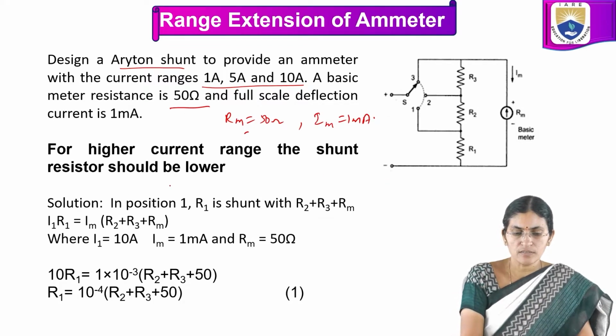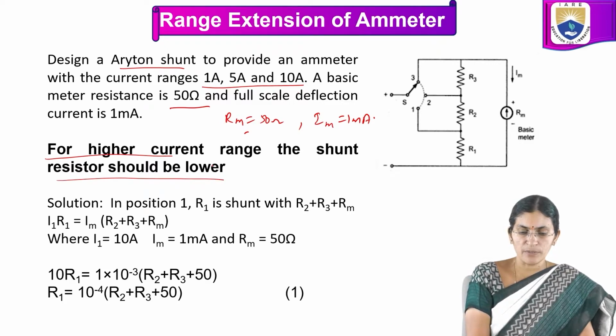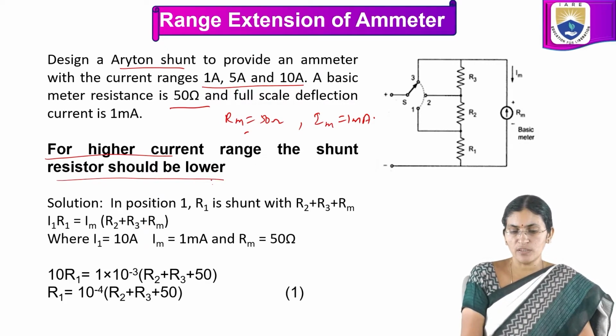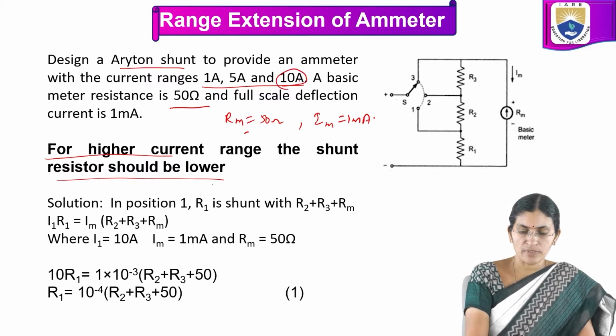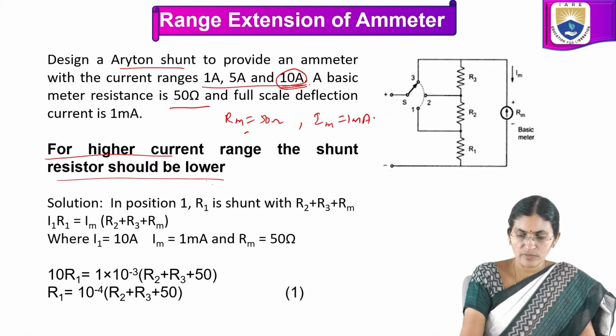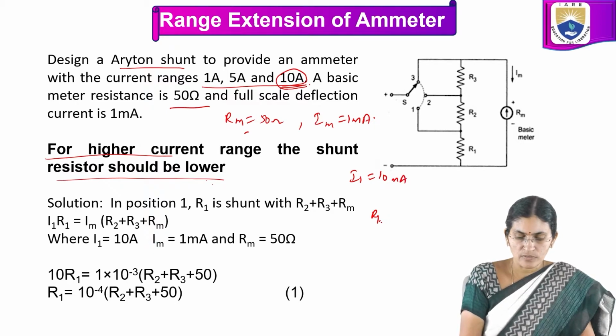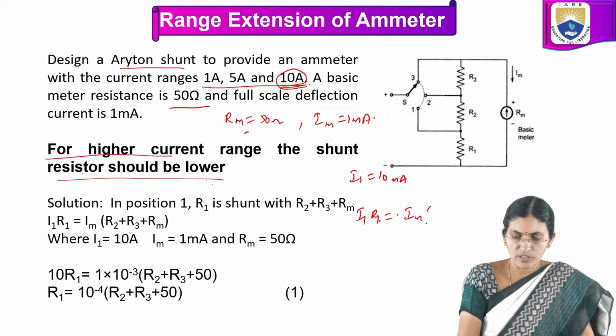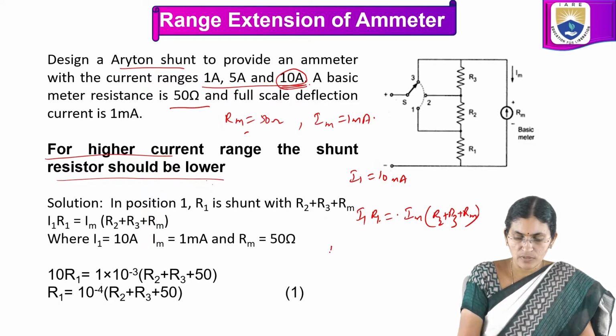From this we can see the important point which we need to remember. For higher current range, the shunt resistor should be lower. Among all the current ranges, 10 amperes is the highest one, so it requires the lowest shunt value. From the equation we have just derived, when the switch is at position 1, the shunt resistance which is connected is R1 only. This is the lowest resistance we get. Here I1 is 10 amperes. So the equation we can write is I1 R1 is equal to Im into R2 plus R3 plus Rm. Accordingly, we can find the R1 value.